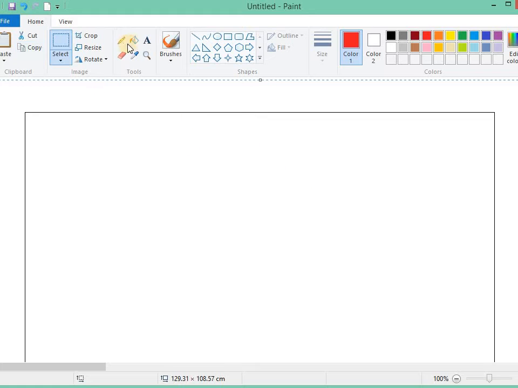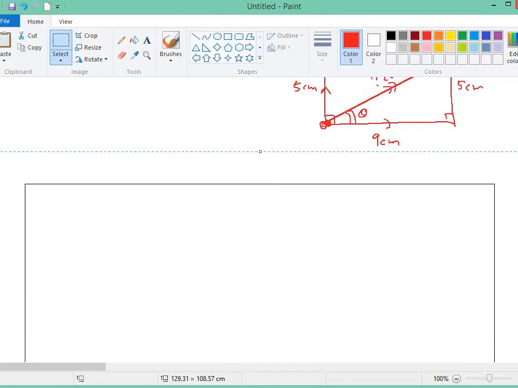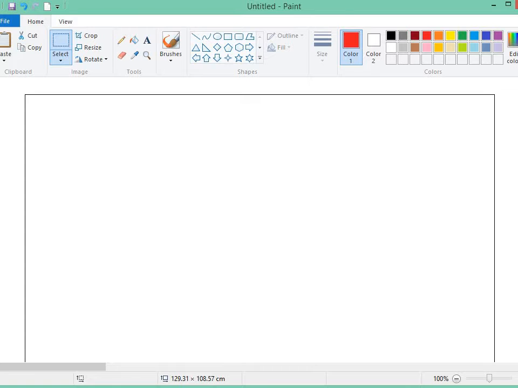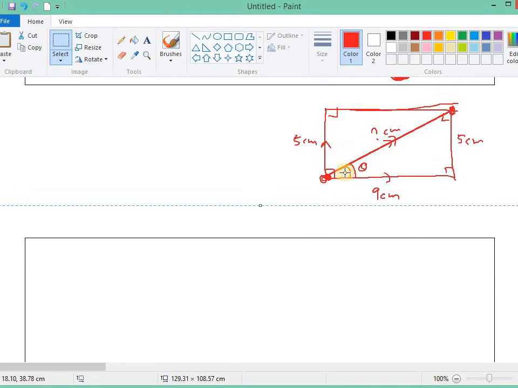Okay, this is the next page where you can draw. I prepared a very big space for you. So you can draw here. What we do is we draw and measure, using a ruler.